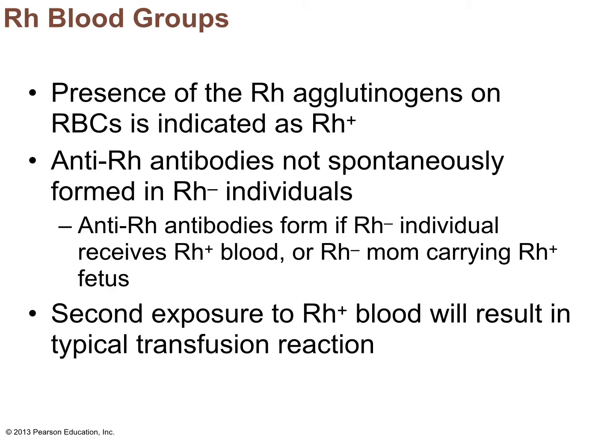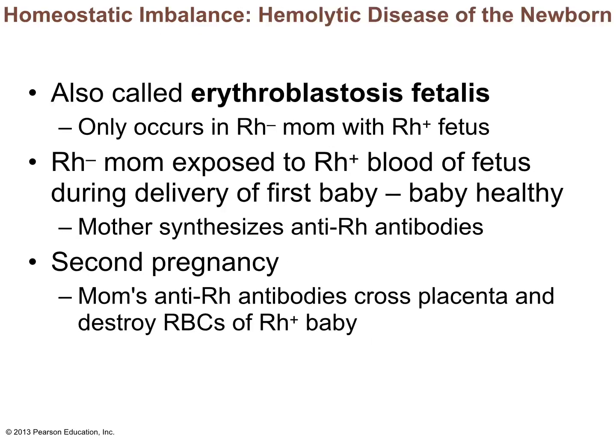So keep in mind from my other videos, it's the recipient that always attacks. So if you give Rh positive blood to an Rh negative person, the first exposure actually sensitizes that person, and then they make the antibodies, so there won't be a reaction. A second exposure to the Rh positive blood will result in a transfusion reaction. Now I have an entire video talking about mom and baby and how this works.